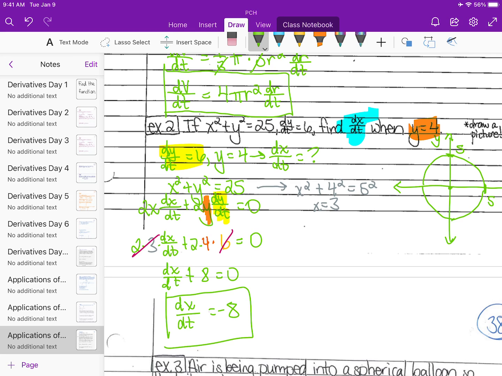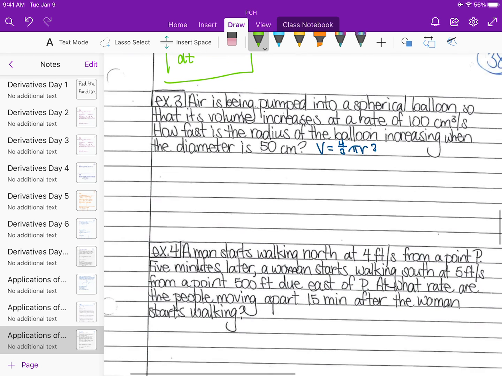Now, think about this. If this sum is equal to 25, and the dy dt is positive, meaning that the y value is increasing, then the dx dt has to be negative. There's no choice. If the sum is staying set at 25, then if y increases, x has to decrease, and vice versa. That's an interpretation of what's going on there, okay?